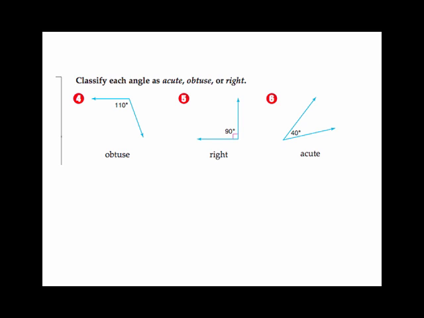Let's classify each of the angles we see below. A 110-degree angle is an obtuse angle. It's greater than 90. Problem number 5 shows us a 90-degree angle. Again, we refer to this as a right angle. In problem 6, our angle measures 40 degrees, clearly less than 90, so we refer to it as an acute angle.